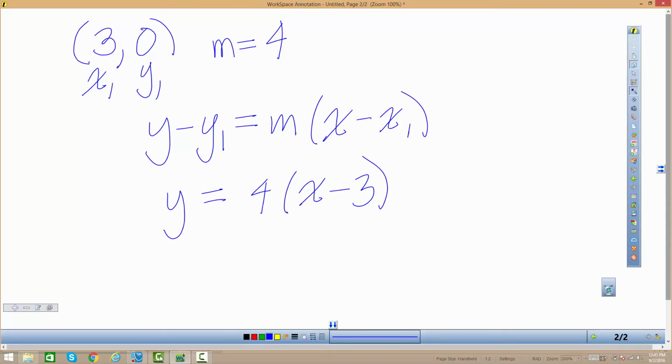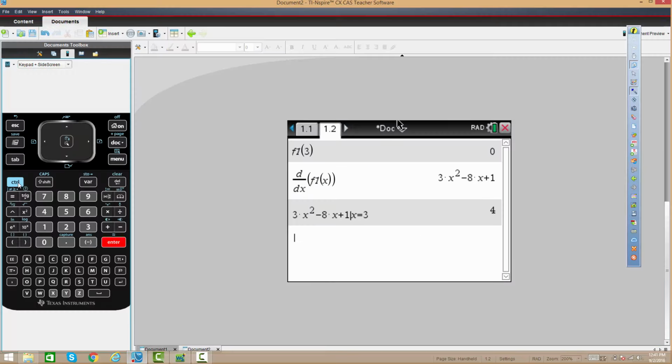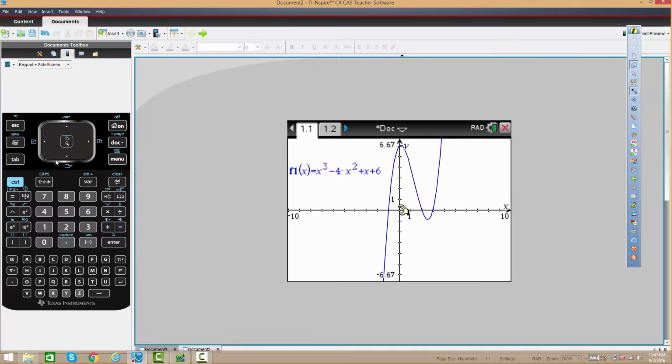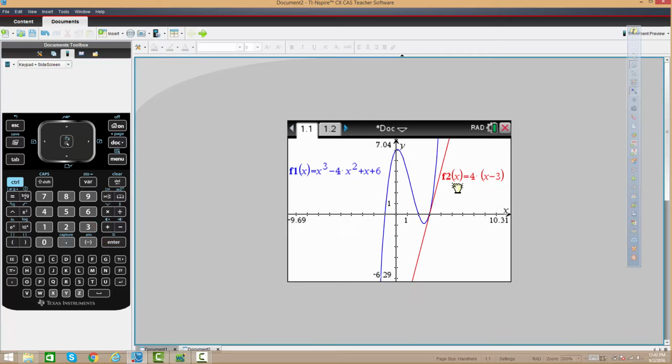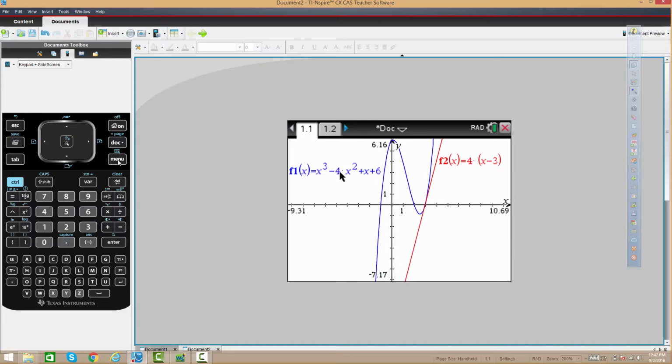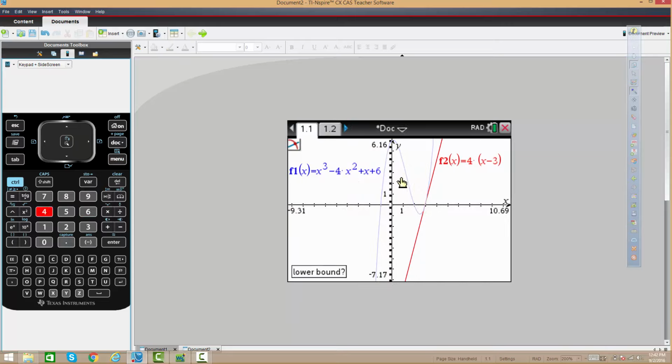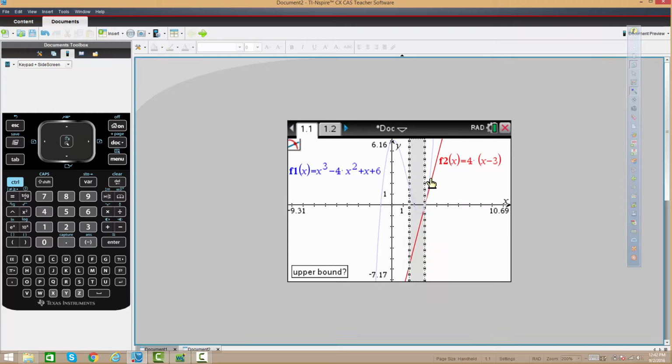I can verify that by going back to the calculator, back to the graph screen. So 4 parenthesis x minus 3, graph that line, and I see that it is actually the tangent line. And if I check further, so get an intersection of the two functions, and I find that they intersect at 3, 0.